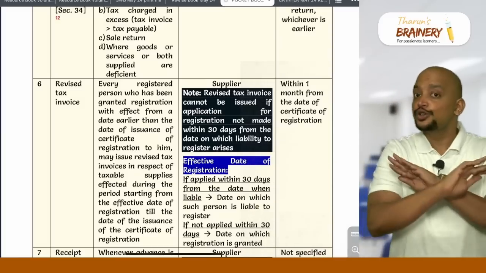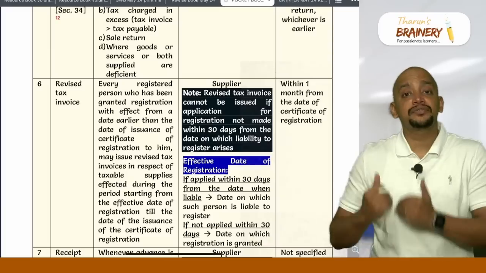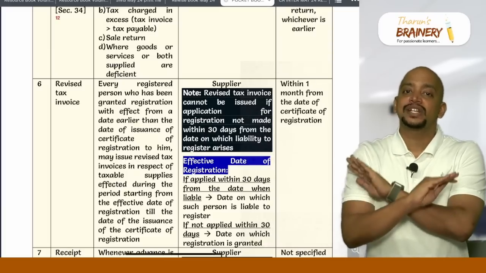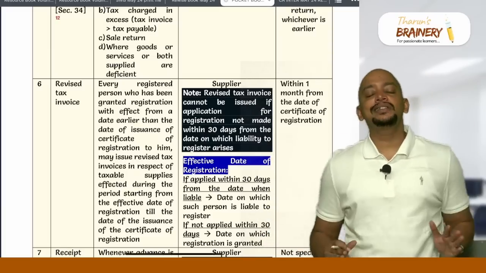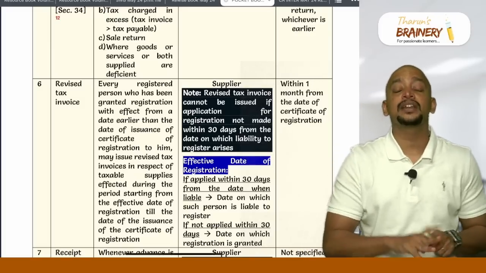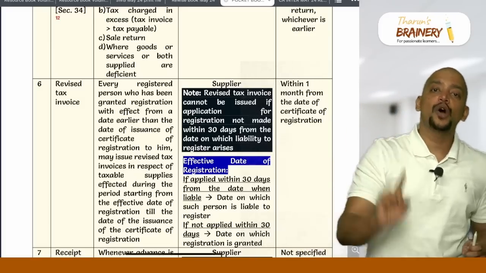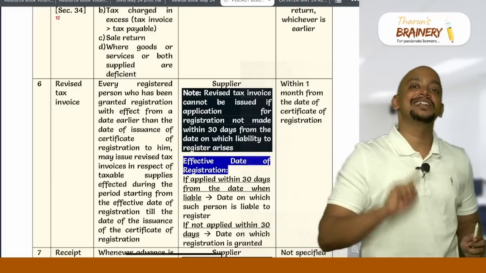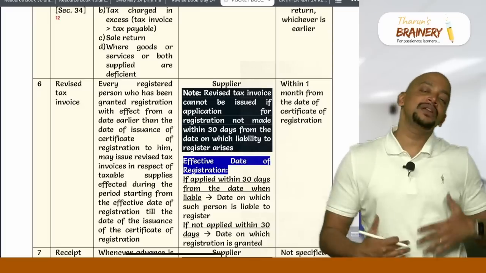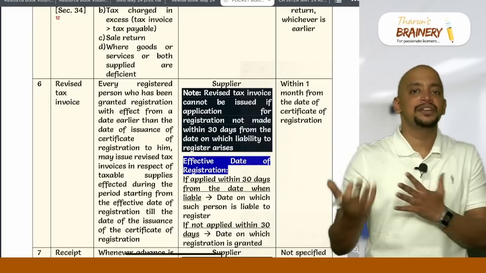However, if the application is not made within 30 days, the effective date of registration itself is the registration certificate date, and due to that reason a revised tax invoice cannot be issued. But even in that case, from the date he is liable to get registered till the date he gets the registration certificate, he needs to pay GST on his outward supplies, and he needs to include those details in the first return that he will be filing immediately after registration.